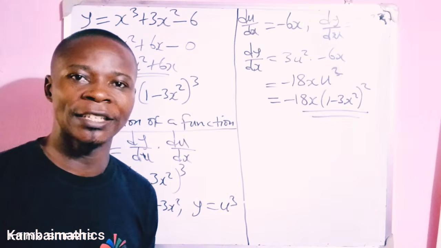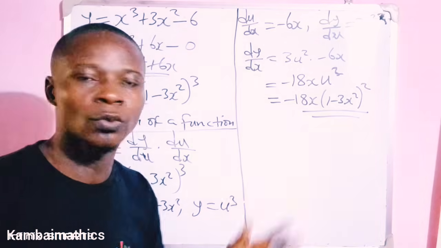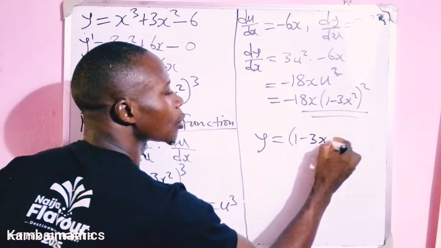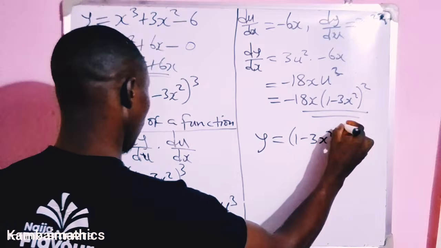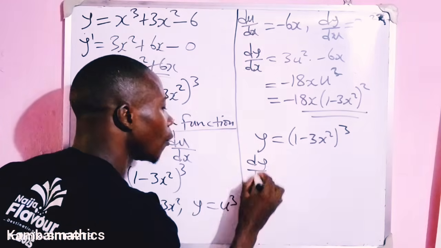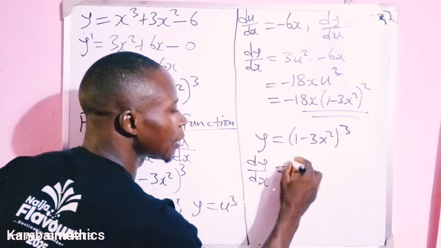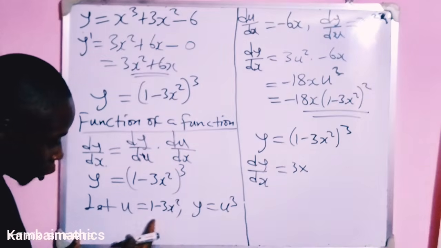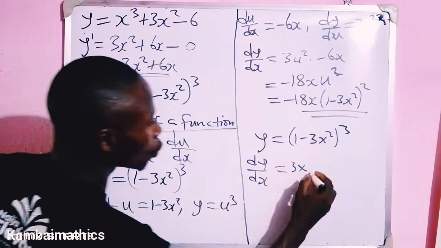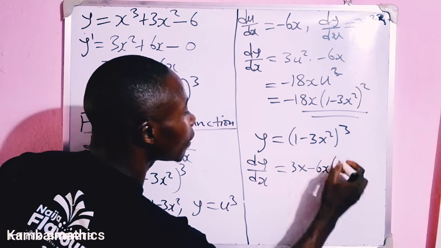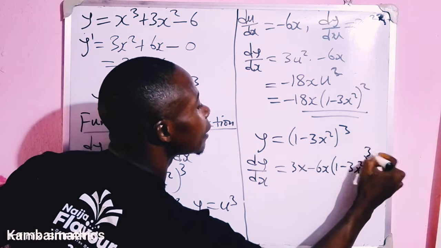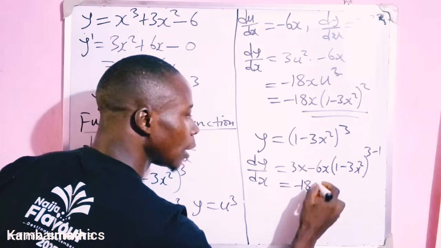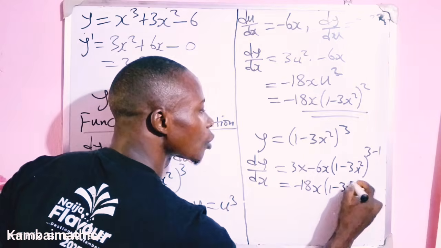Actually, for those writing exams, there is a method that I usually use to solve this one. If you have y equals (1 minus 3x squared) raised to the power of 3, then dy over dx equals, you bring this 3 down and then multiply by what you get when you differentiate what is inside. You remember when we differentiated this one inside, the answer was minus 6x. So here is minus 6x in bracket. You bring the (1 minus 3x squared), then this 3, you reduce it by 1. So by implication, this will give us minus 18x (1 minus 3x squared) raised to the power of 2.